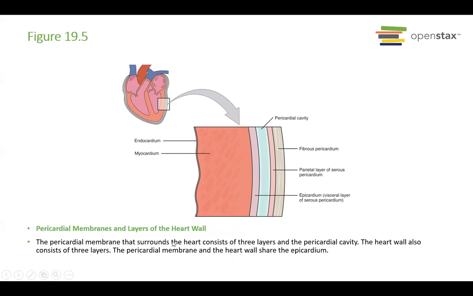Pericardial membranes and layers of the heart wall. So we talked about this in the lab. We said we need to encapsulate and cover our heart in fibrous tissue that is going to protect us from trauma. Why do we have this capsule? Because the heart is beating against, especially, your ribs. So it's hitting the ribs.